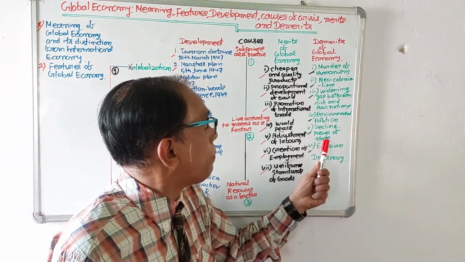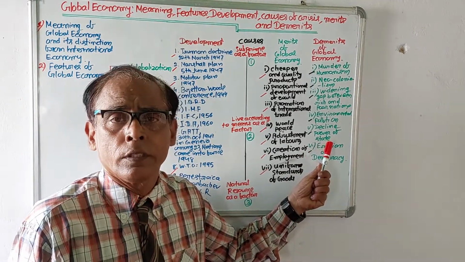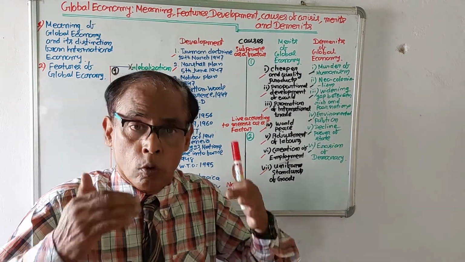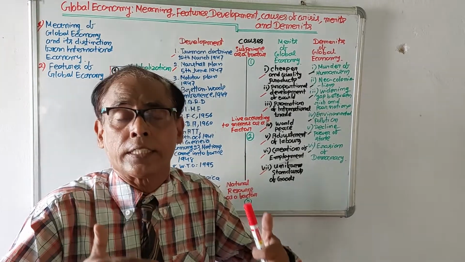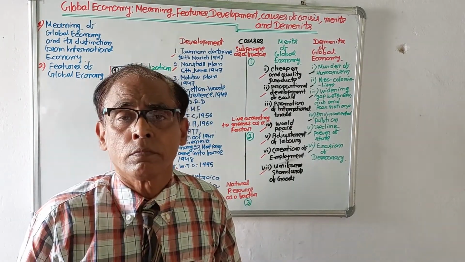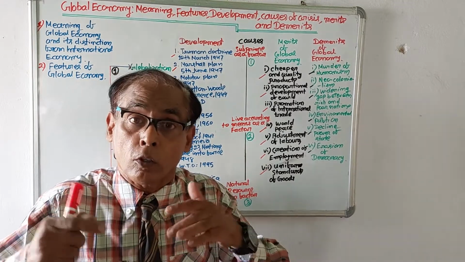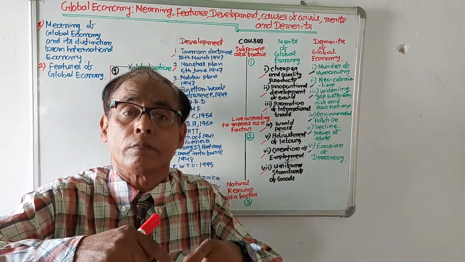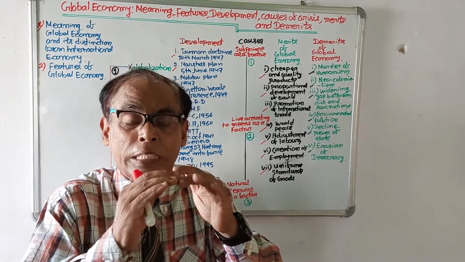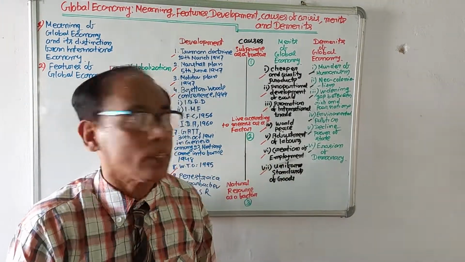Then, decline of the power of the state. In global economy, large organizations, multinational organizations and transnational organizations will establish factories in other nations, and automatically they will interfere in the functions of the state. So states will lose their power.